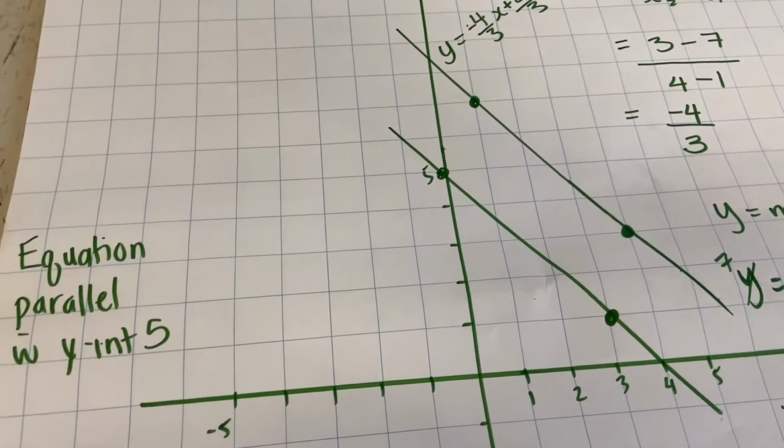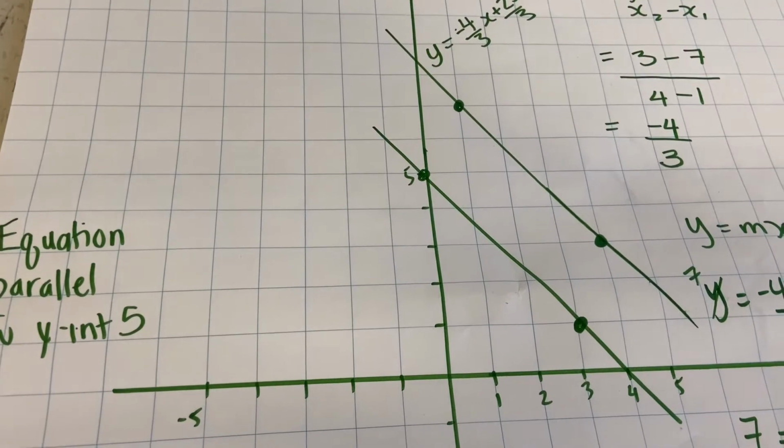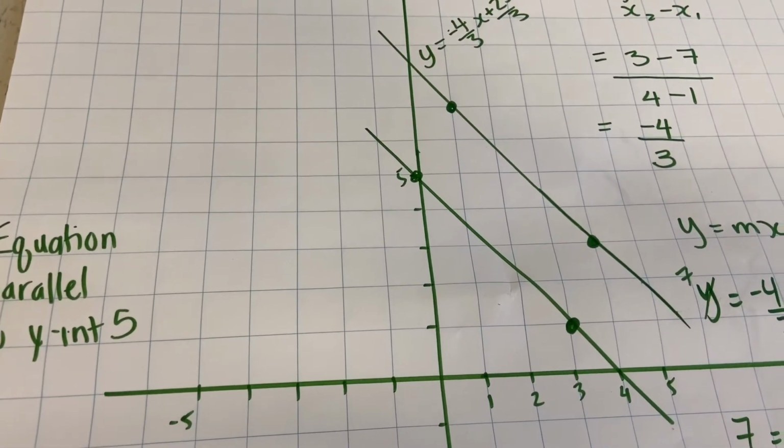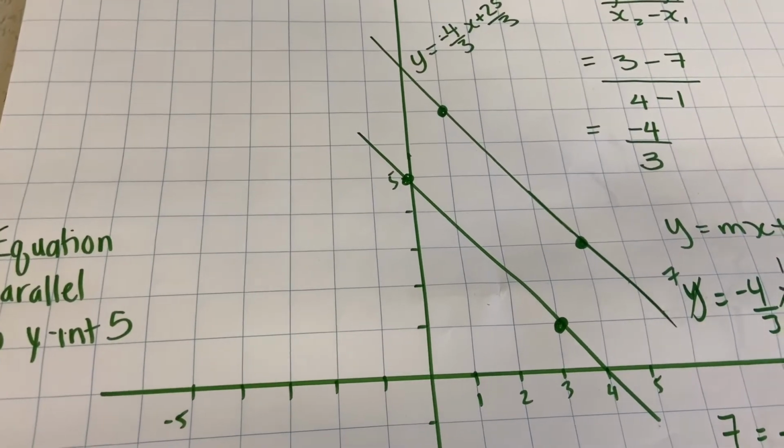And I drew my line, and yes, that line is parallel to our first line. It goes through the point (3, 1), and it has y-intercept 5.